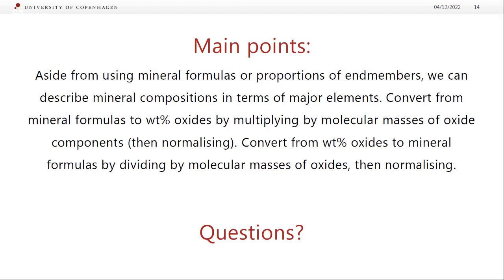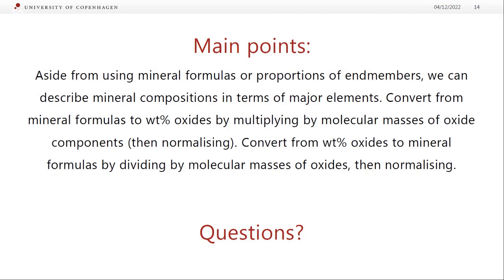Yep, so aside from just using these mineral formulas, we can describe the mineral compositions in terms of major elements as weight percent oxides. To go from a mineral formula to a weight percent oxide, you need to multiply by the molecular masses of the different oxide components. Then you need to do some kind of normalization. And for going from the weight percent oxides to the mineral formulas, it's the opposite. You divide by the molecular masses.